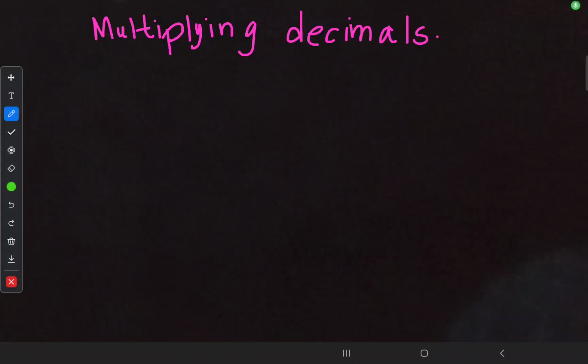We are going to multiply decimals. For that, first of all, let's multiply the decimals with whole numbers. For that, 0.3 multiplied with 2. This one is very easy. Only multiply the numerical values. So 3 2s are 6.